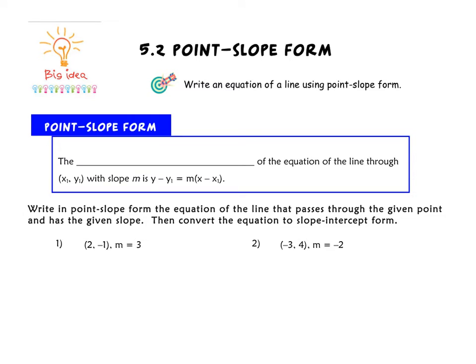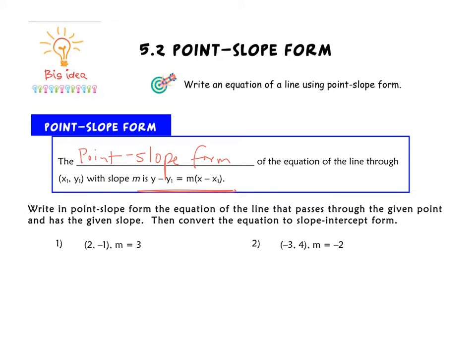So the point-slope form of the equation of the line through the point (x1, y1) with the slope m is y minus y1 equal to m times (x minus x1). We learned about this in chapter 4, and now we are just going to review it.